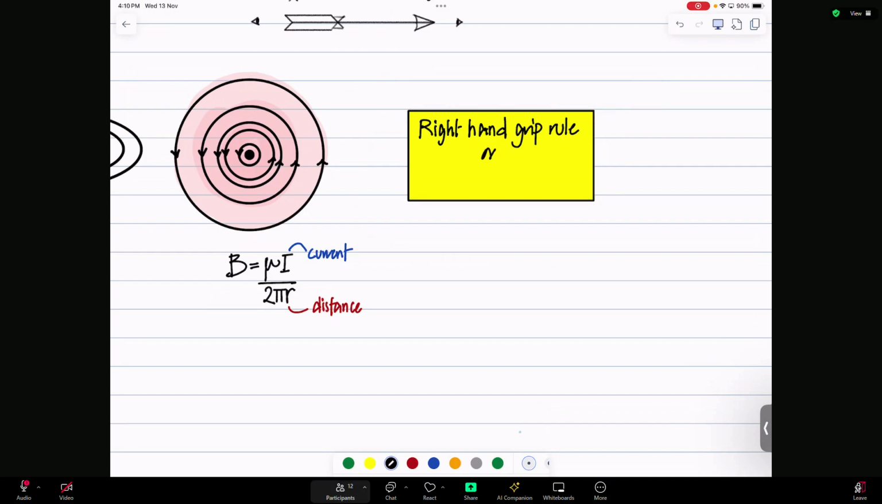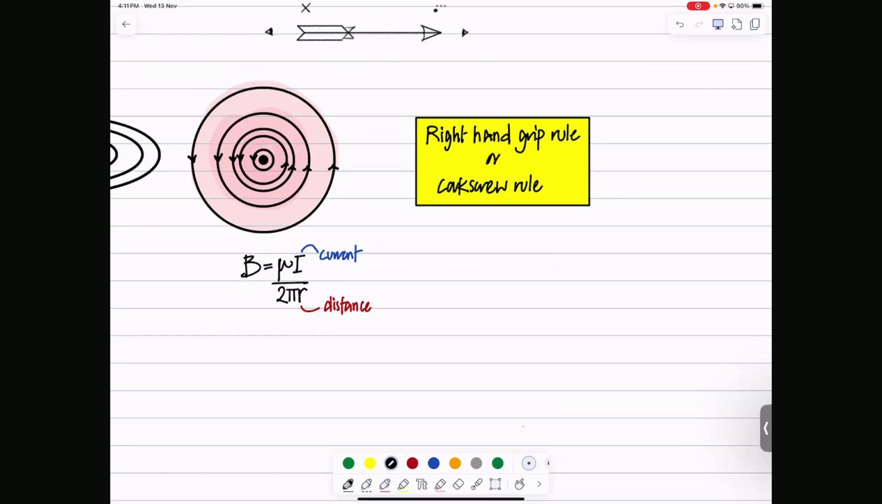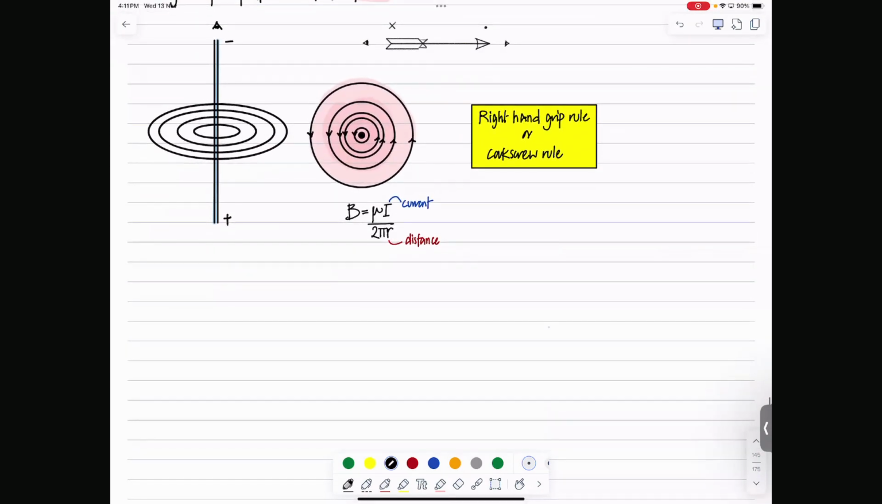Do you know the other name? No, it is different. Fleming came later on. So Fleming's left hand rule and Fleming's right hand rule are not here. Anyways, this is also called the corkscrew rule. So this is the actual name, but they made a modification and call it the right hand grip rule. So what does this rule allow you to find?